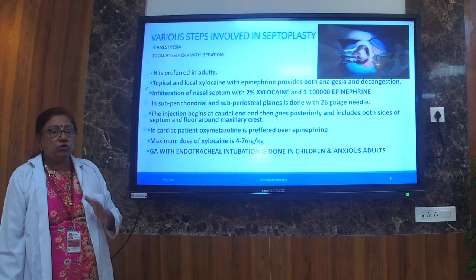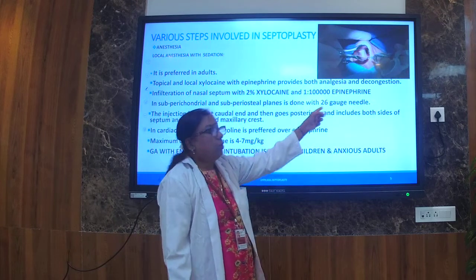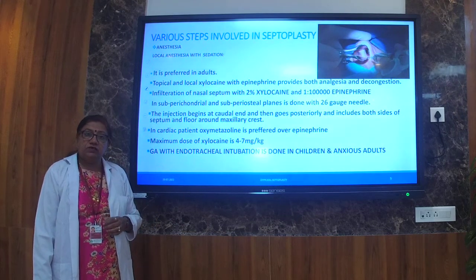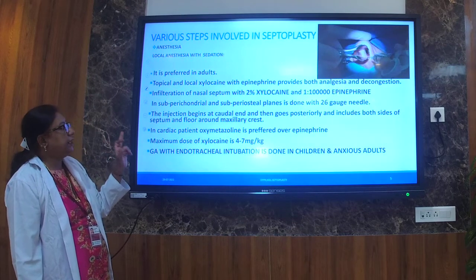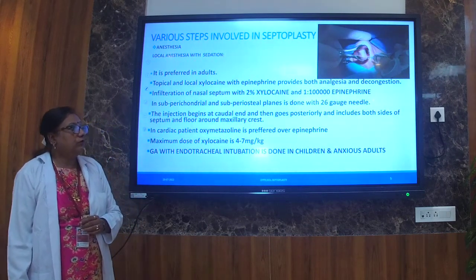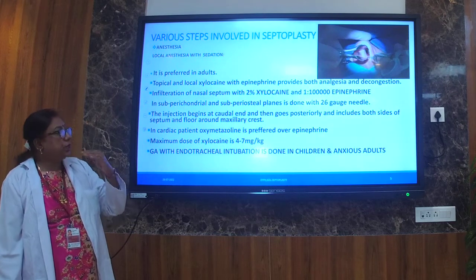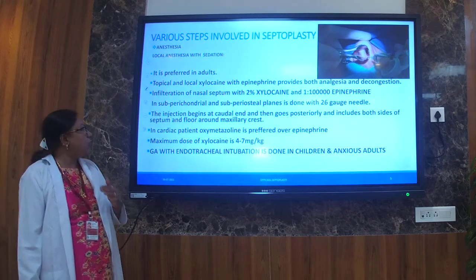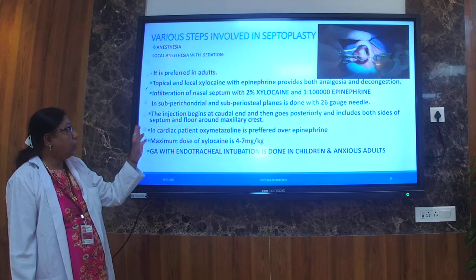The local anesthesia we use is infiltration of the nasal septum with 2% xylocaine and 1:1 lakh epinephrine. So this is very important. Usually this surgery is done under local anesthesia with sedation, and it is preferred in adults. We inject in the subperichondrial and subperiosteal planes through a 26 gauge needle. So we use a very fine needle to infiltrate. Usually we go from the caudal end to the posterior region. The injection begins at the caudal end and then goes posteriorly and includes both sides of the septum and the floor around the maxillary crest. So this is very important, how we give the injection.